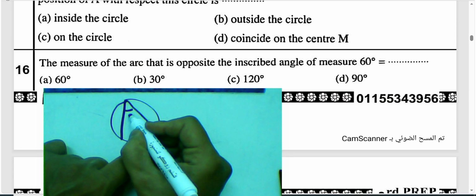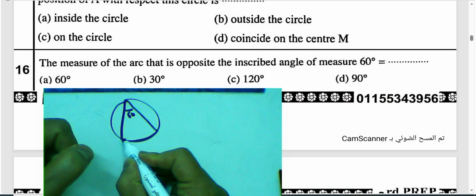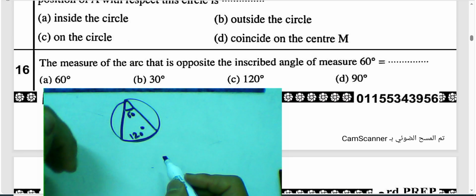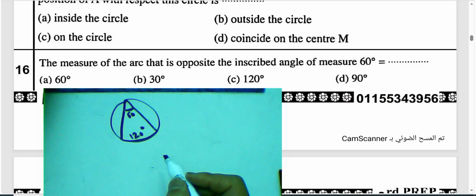The measure of the inscribed angle was 60. The measure of the arc will be twice the measure of the inscribed angle, equal to 120 degrees, twice 60, okay? Then the answer will be letter C, 120 degrees.